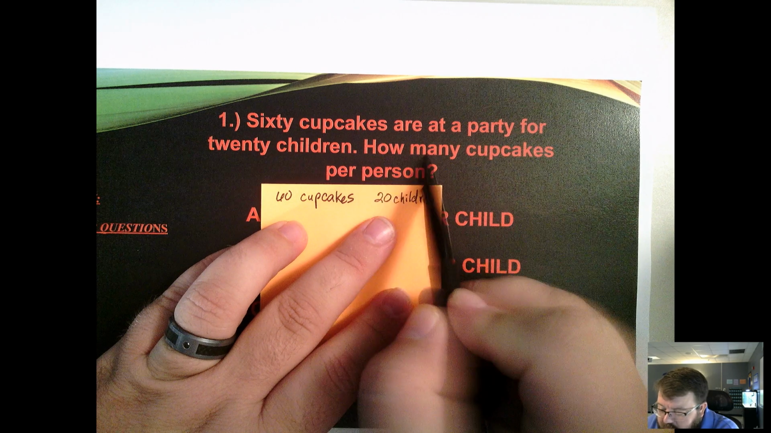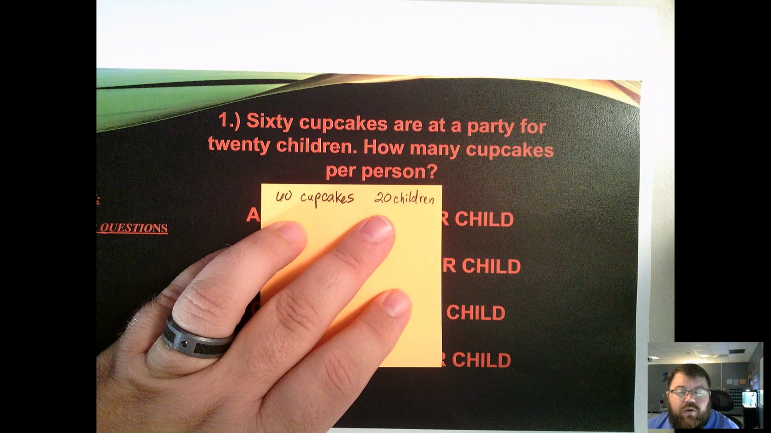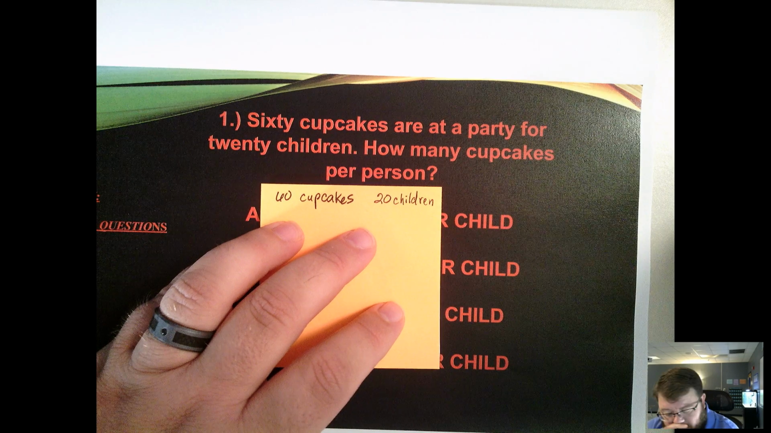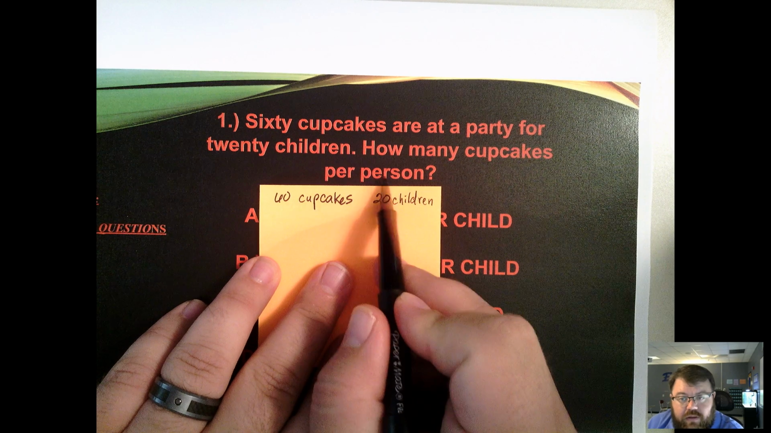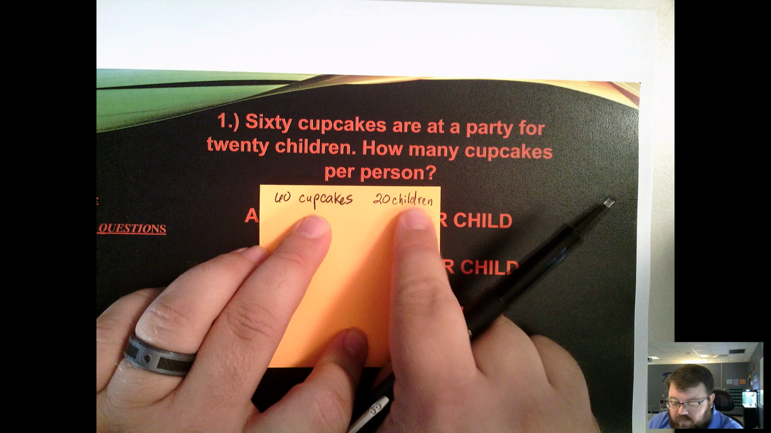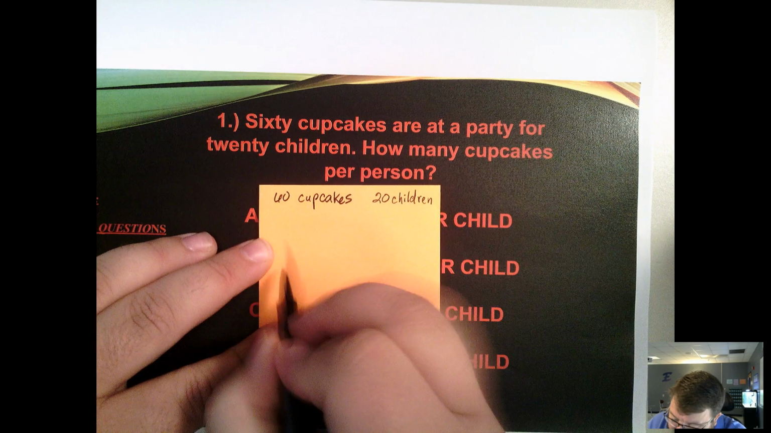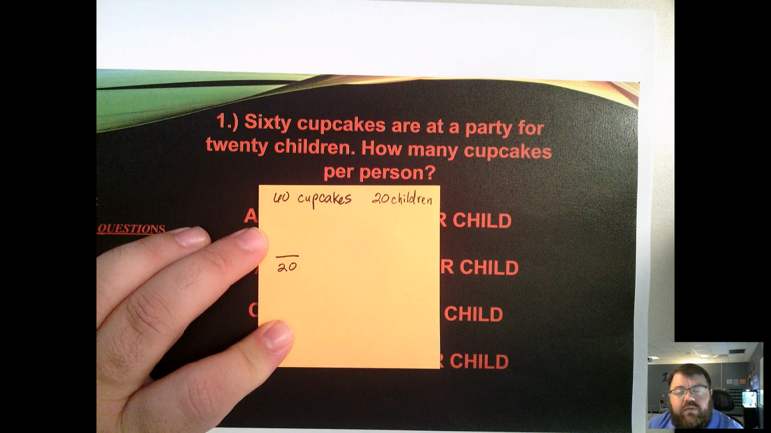My question, how many cupcakes per person? Per person. So the word per, you need to be thinking of 1. So what you want to do is you got to say, well, that person has got to be in the denominator. So which one is persons? The children or the cupcakes? Hopefully you said children. So I've got 20 in the denominator, or the bottom number.